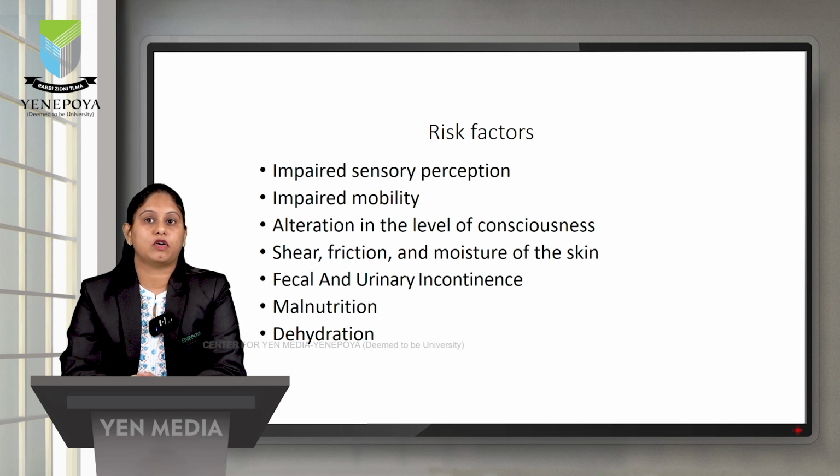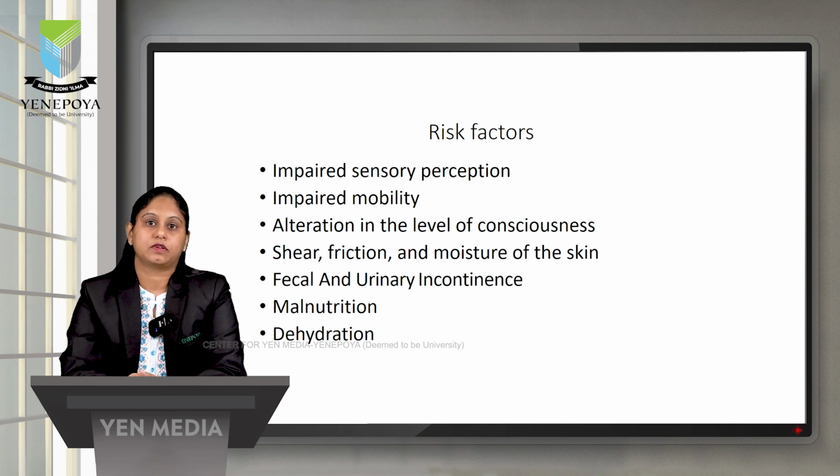Alteration in the level of consciousness. Patients with an alteration of level of consciousness, such as unconsciousness, semi-consciousness, and who are in a confused state, are unable to verbalize the discomfort and the pain. Shear and friction, which occurs commonly in patients when we shift the patient from one bed to another bed or when we change the patient's position.